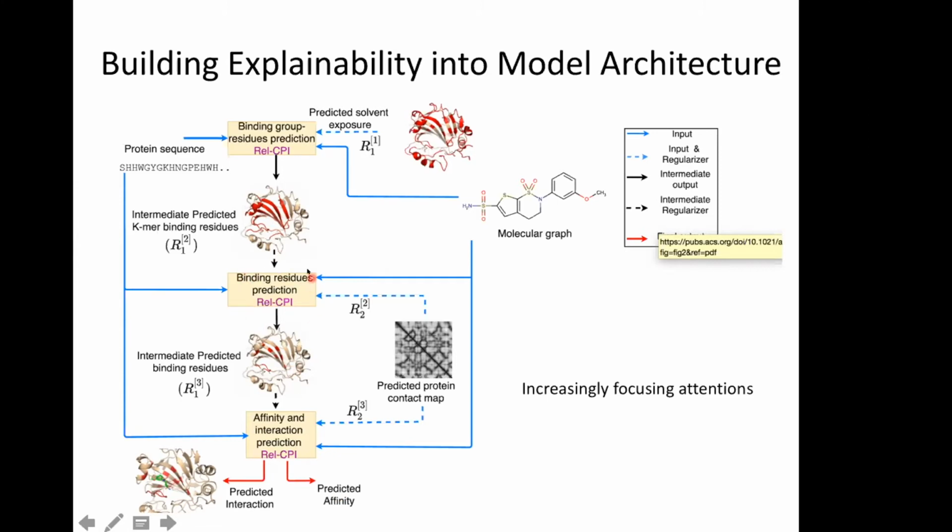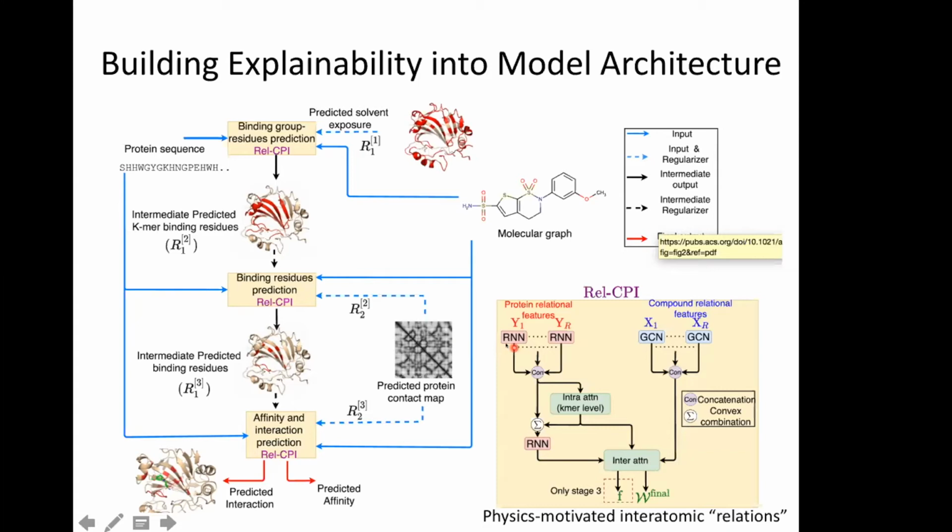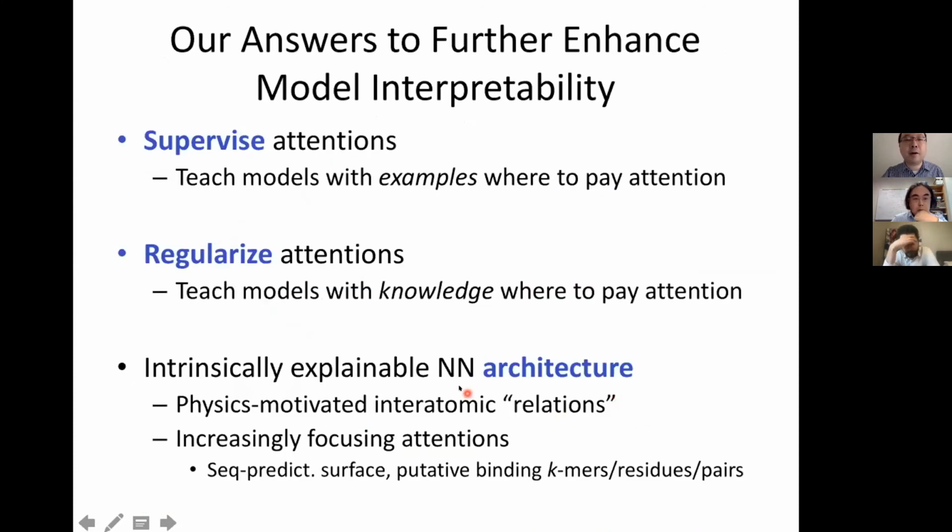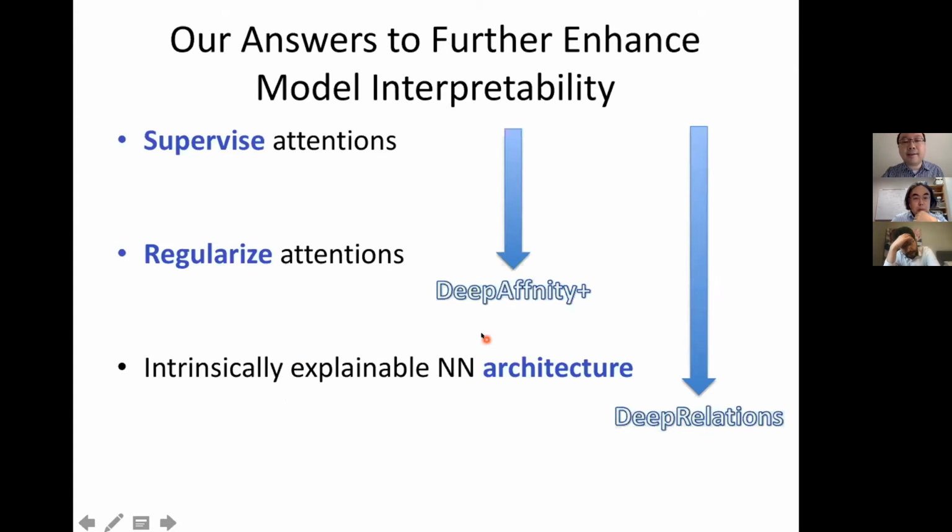What about these yellow blocks, which are the relational neural networks? What we do is build those relational features like hydrogen bonding, halogen bonding, and van der Waals interaction features, and then make them interact, rather than following the current semi-empirical forms. So we use the neural network to learn how these features should be correlating with each other. So these are how we enhance model interpretability. We thus introduced DeepAffinity Plus, which takes the first 2 contributions, and DeepRelations, taking all the 3 contributions. So let's see how they work.